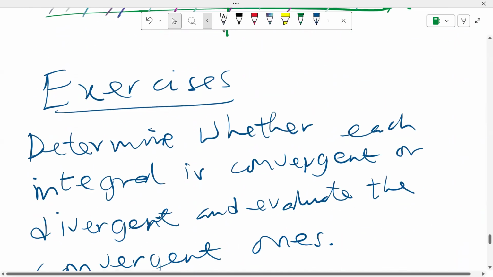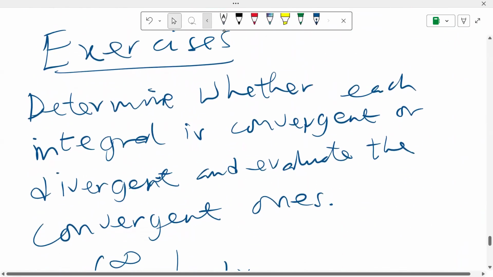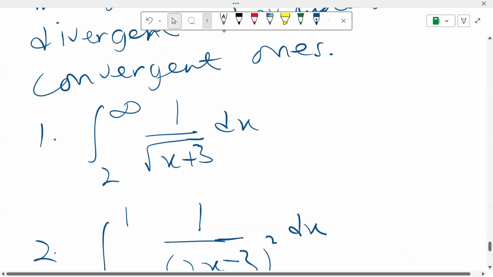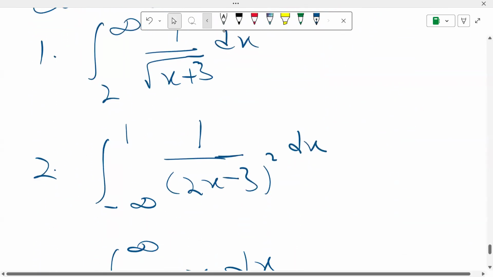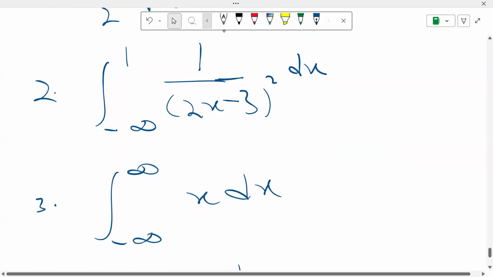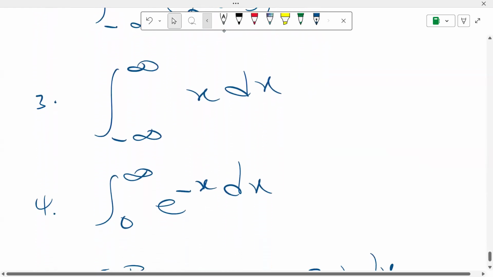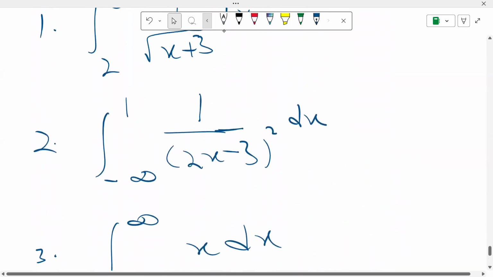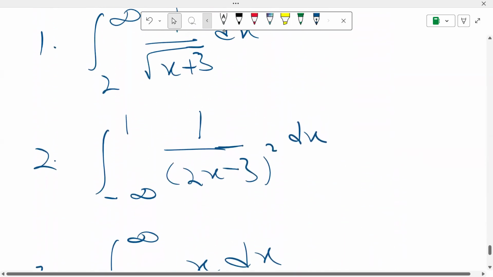Fantastic. Let's look at some exercises. Determine whether each integral is convergent or divergent and evaluate the convergent ones. So we have question 1, question 2, question 3, question 4, and question 5. So I want you to look at them again. Take your time and look at them.